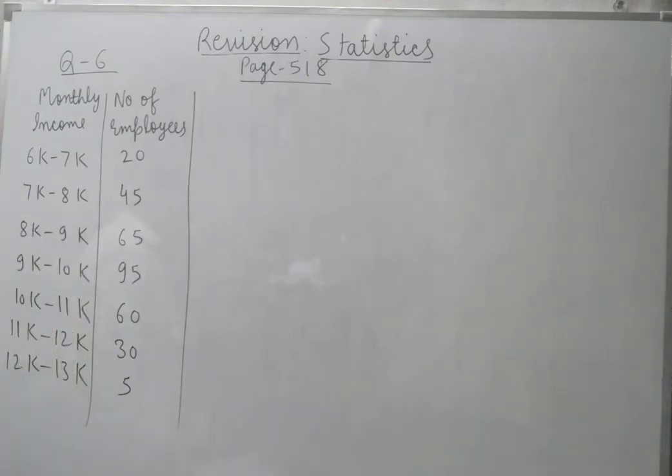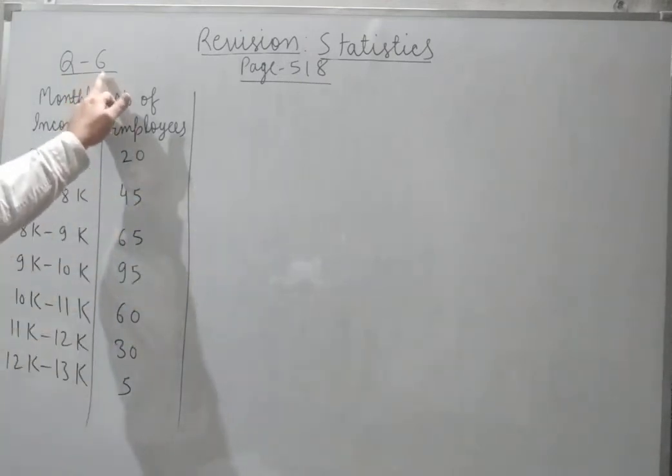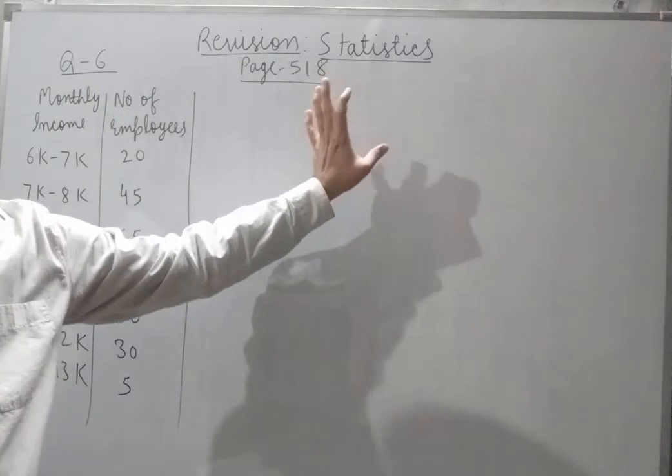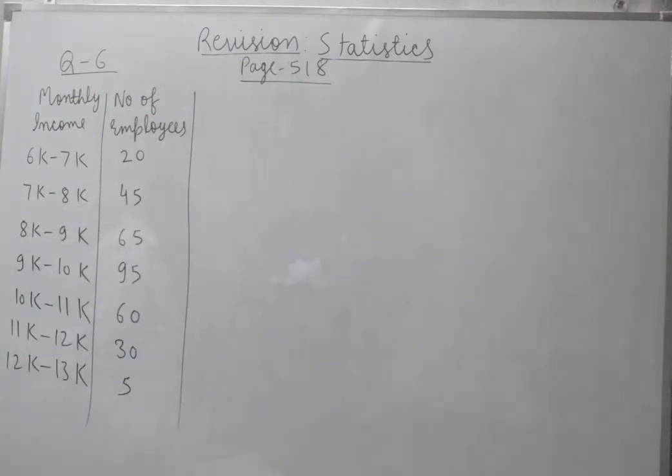So next question we are going to discuss, question number 6, page number 518. Monthly income in rupees is given. K means 1000. Monthly income is given in 1000 rupees, so I have written K. 6000, 7000, 8000, 9, 10, 11, 12 up to 13,000.